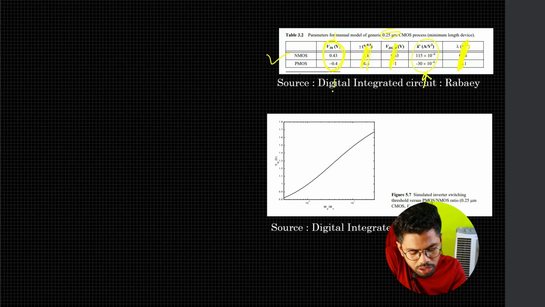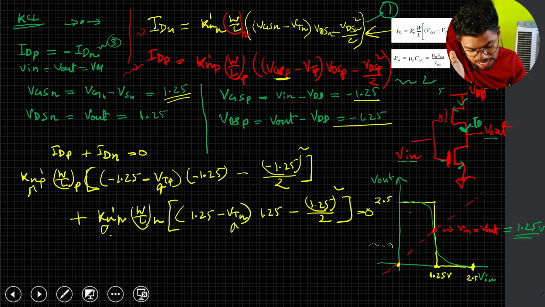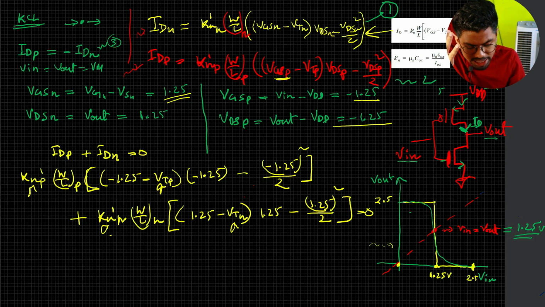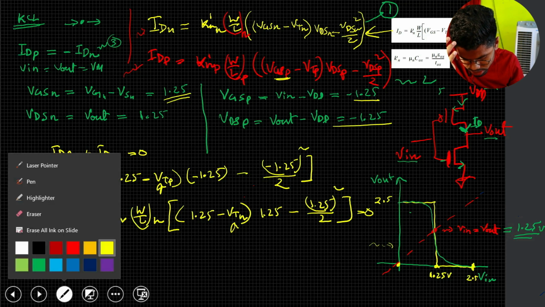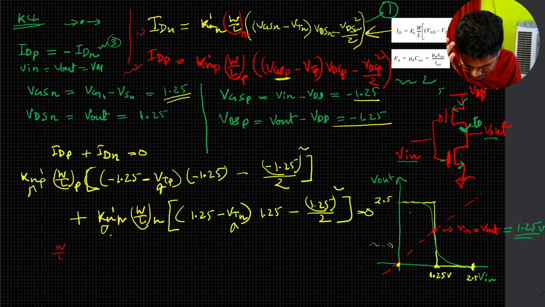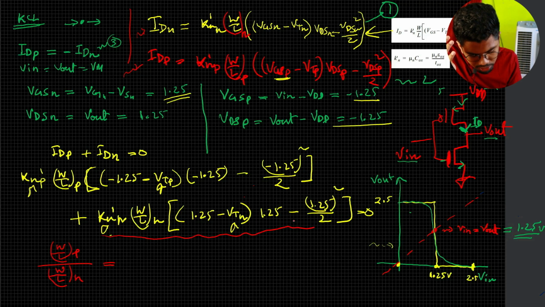So we have these two values, we'll put them into our equation and we'll get our result. Before putting them in, let us just rearrange this. So W/L of P over W/L of N equals this thing. This whole part from here will go to the right side, so it will get a minus sign here, Kn of NMOS, and the W/L from here has already gone here.